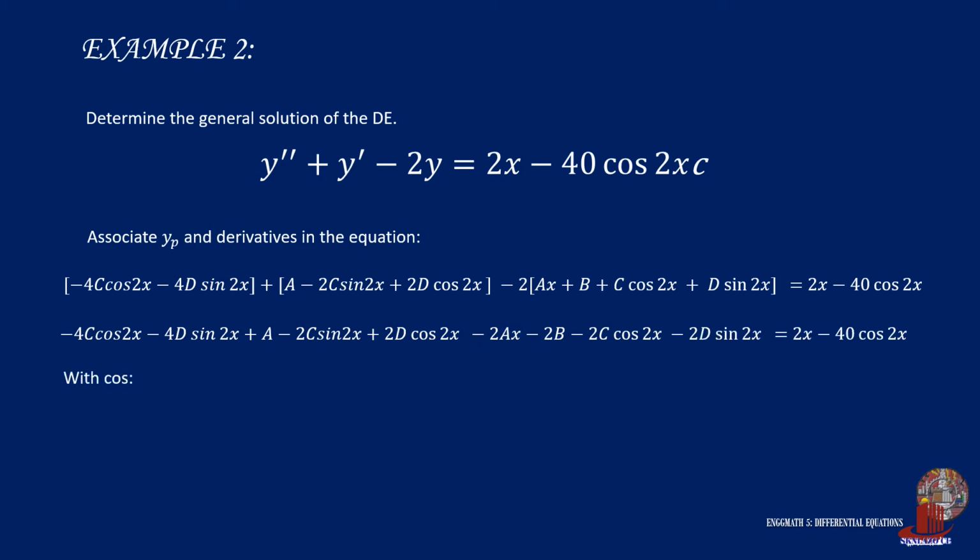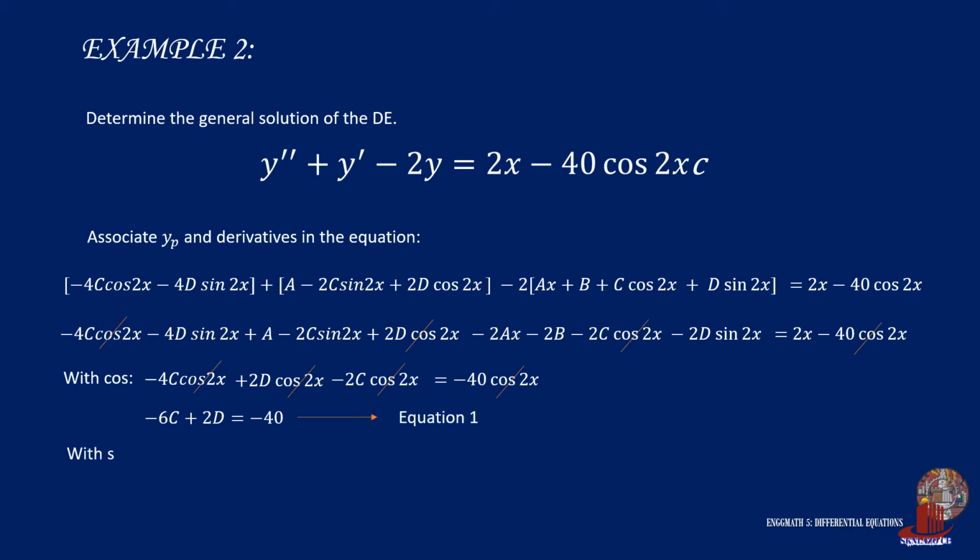Let's start with terms having cosine. We have negative 4c times cosine of 2x plus 2d times cosine of 2x minus 2c times cosine of 2x, and this is equated to negative 40 times cosine of 2x. By canceling out cosine 2x, we are left with negative 6c plus 2d is equal to negative 40. And this is our first equation.